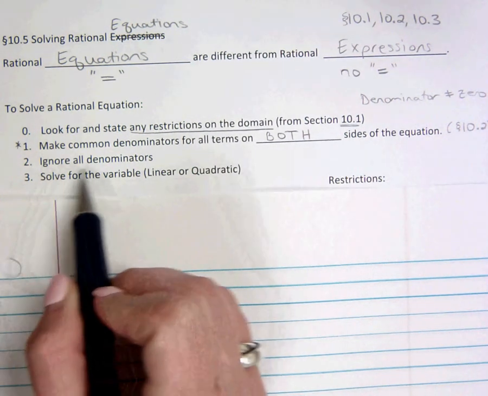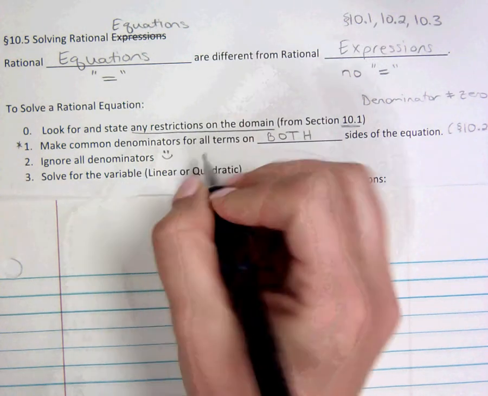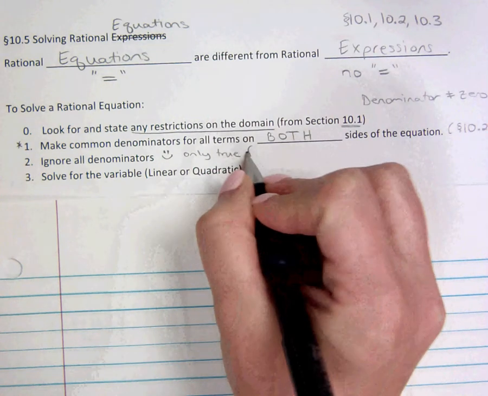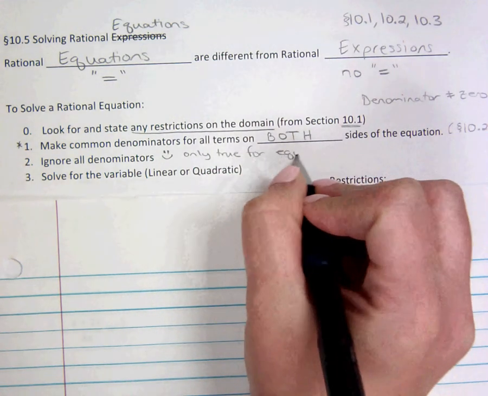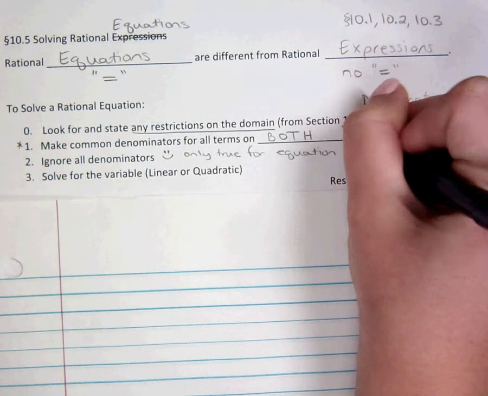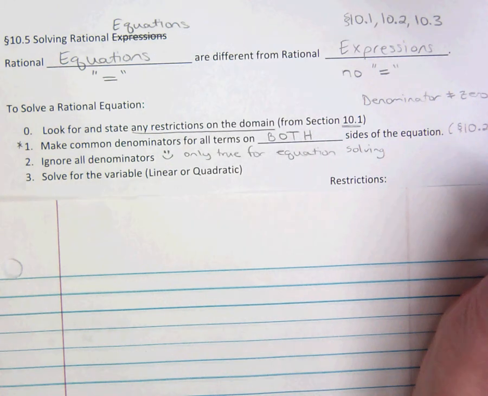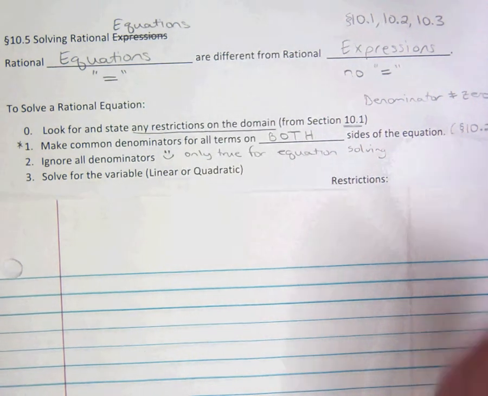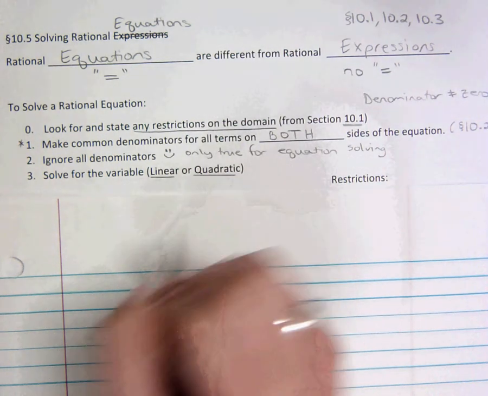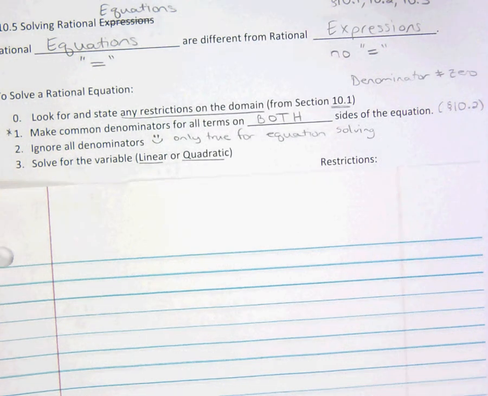Then you ignore all your denominators. That's the best part about equations. And it's only true for equation solving, not simplifying. A lot of students get that mixed up now that we've learned both. So it's only true for equation solving that you can ignore all the denominators. Then you solve for the variable, and you're either going to have a linear equation to solve or a quadratic equation to solve, and we'll see a little bit of both in these examples.